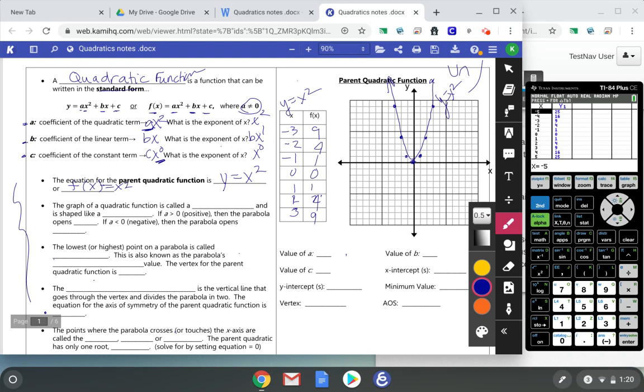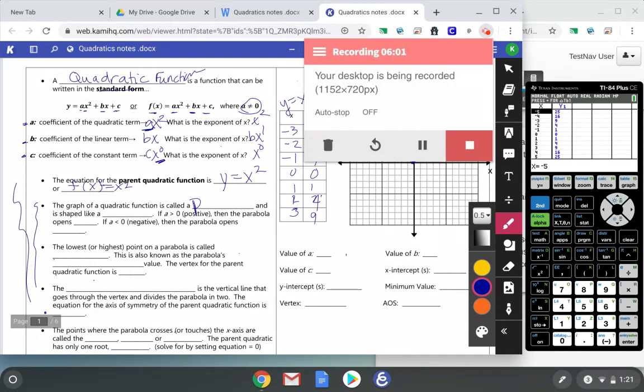All right, let's go back over here and look at some different parts of this quadratic. One thing you want to know about the graph of a quadratic is we always call it a parabola. Okay, the graph of your quadratic is called a parabola. And like I said, it's going to be a curve that goes down, or it's going to be a curve that goes up.